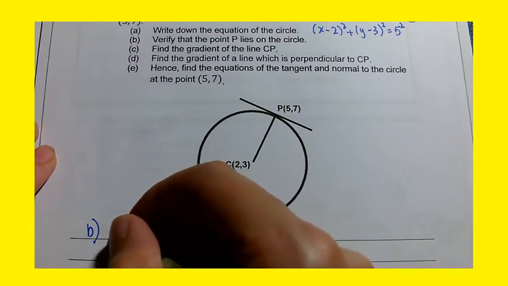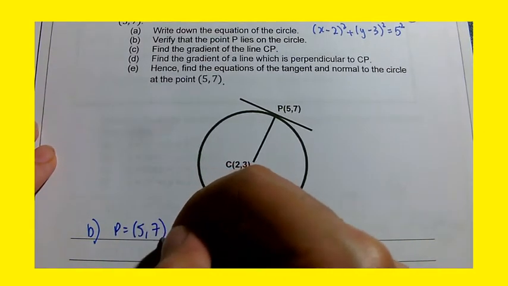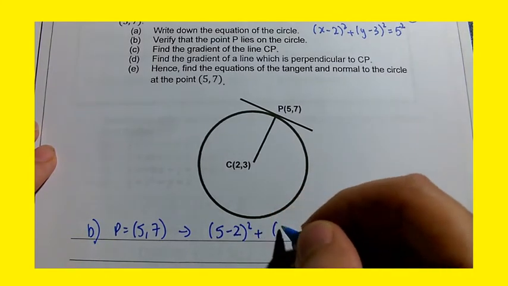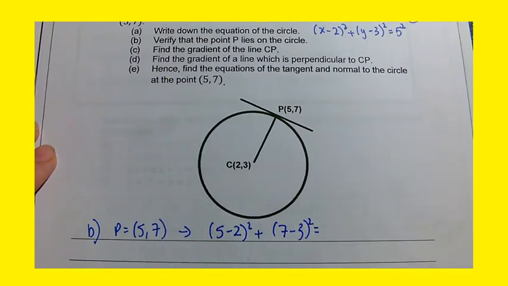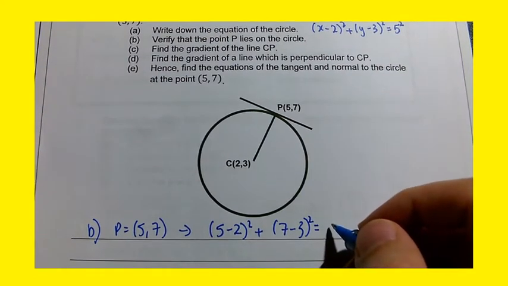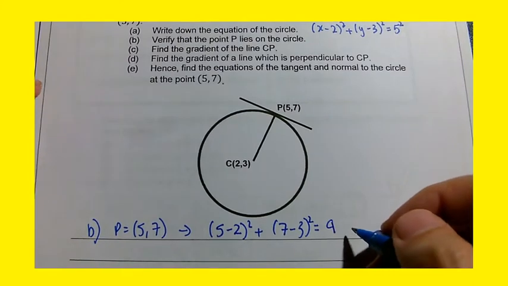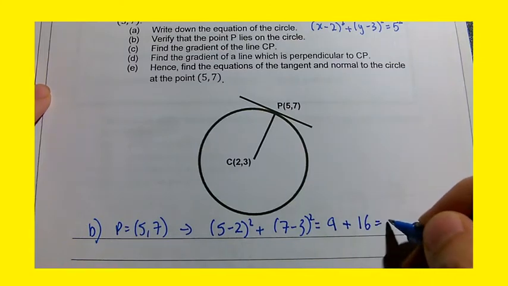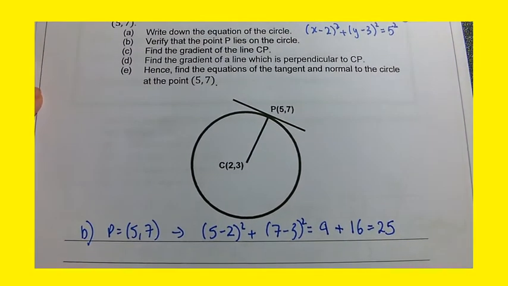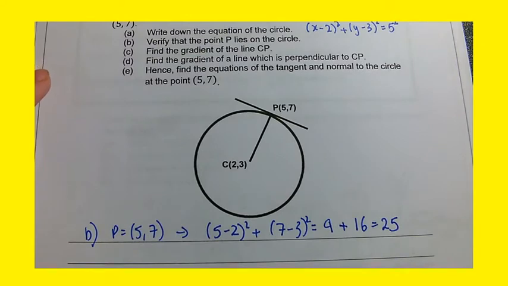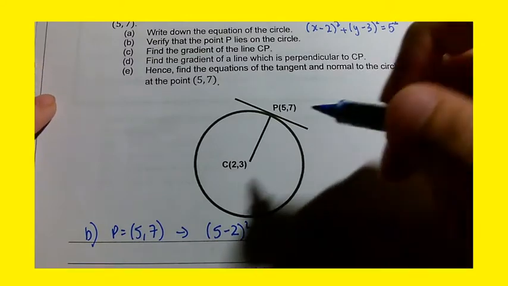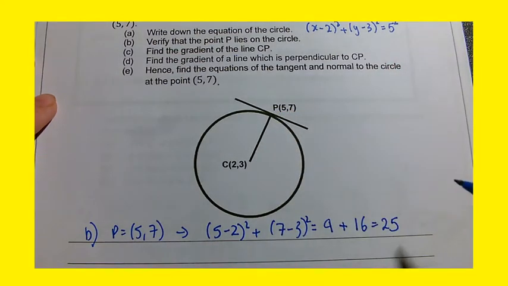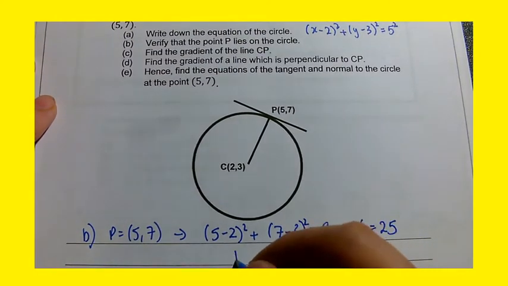The point is 5, 7. So I'm going to substitute 5 for x and 7 for y. Okay, so 5 minus 2 is 3. 3 squared is 9. 7 minus 3 is 4. 4 squared is 16. So you get 25. So the point 5, 7, when you put that into the equation of the circle, gives you a value of 25, which means that the length from the centre to the point P is the same as the radius. Okay, so therefore P lies on the circle.